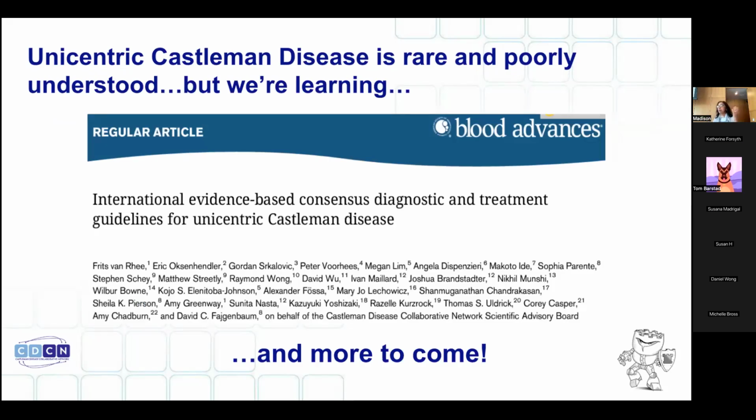So this is a paper that was published in Blood Advances that combined all of the information that we have from the registry, as well as our clinical experience at a variety of centers of excellence for Castleman's, which includes here, the University of Arkansas, the Cleveland Clinic, and a few other places around the country.